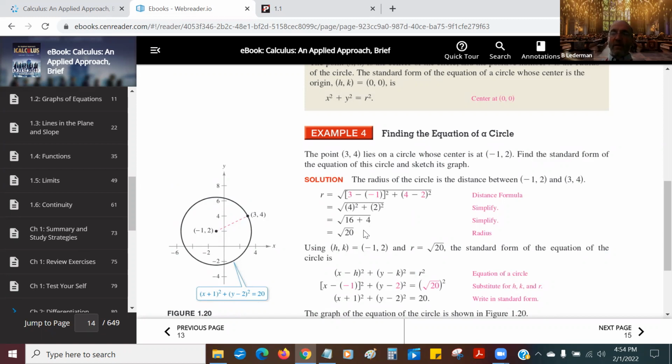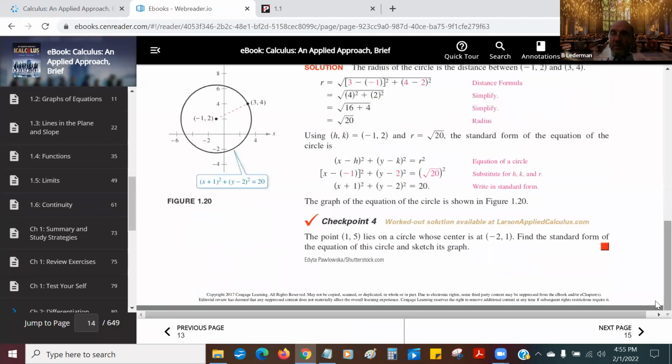Now if I plug in h and k, the center is (-1, 2), because that's given. So I get x minus -1, which is x plus 1 squared, plus y minus 2 squared, is equal to the square root of 20 squared, which is just 20. And that is the equation of the circle. So there you go.